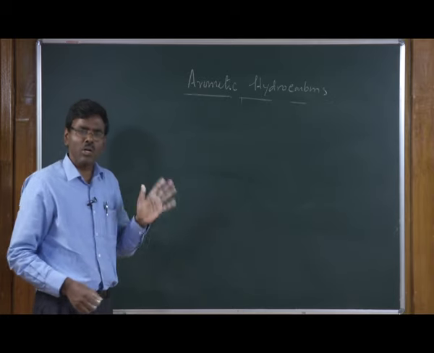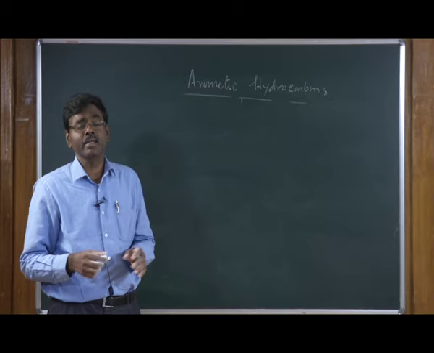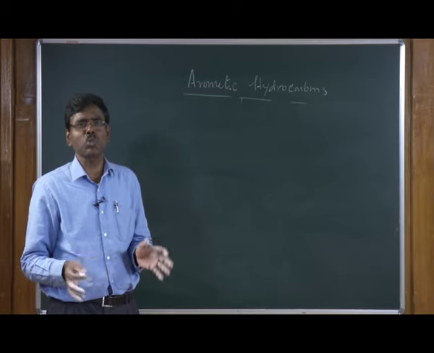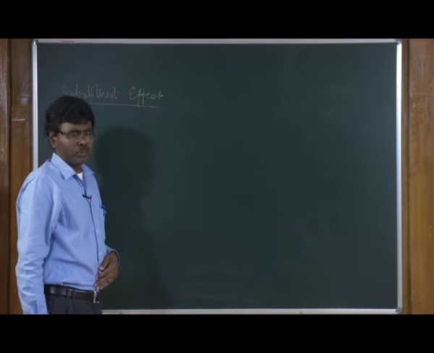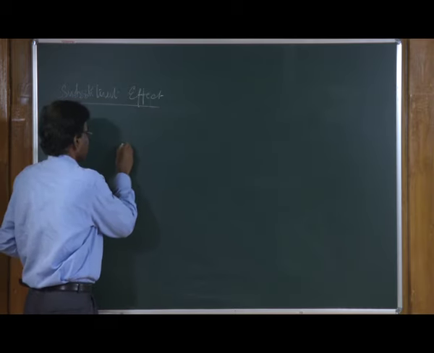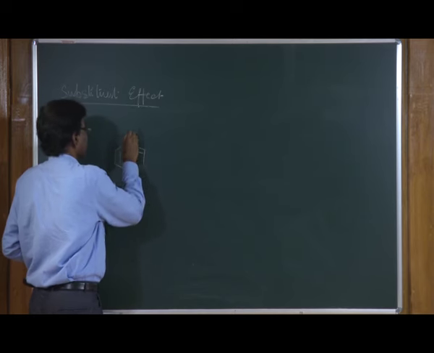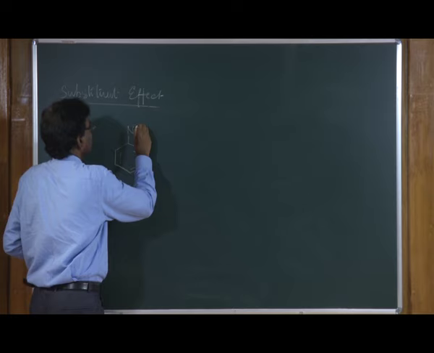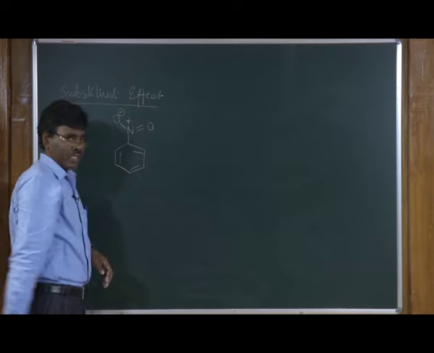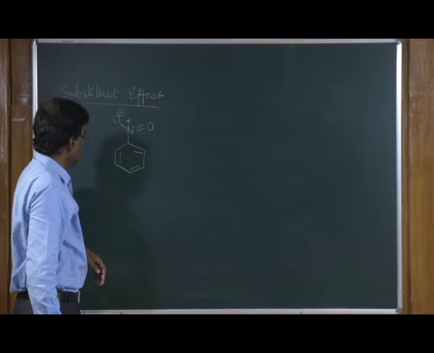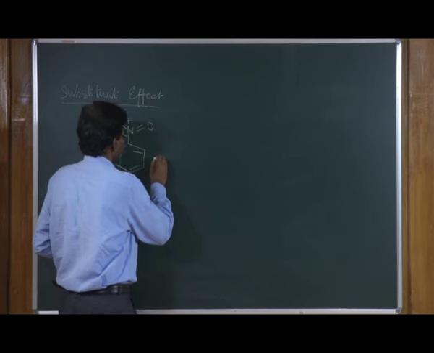And simple mono substitution is fine in the case of electrophilic substitution reaction. On the other hand, if the benzene has a substituent already, let us see the effect of the substituent in aromatic electrophilic substitution reactions. For example, if the substrate already has a substituent like an electron withdrawing group, let us take this example, nitrobenzene. The structure of nitrobenzene is a hybrid of the following resonance structures.